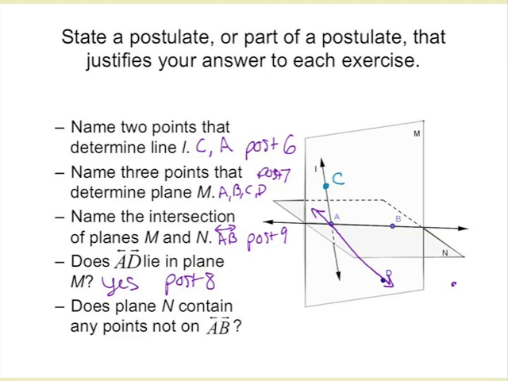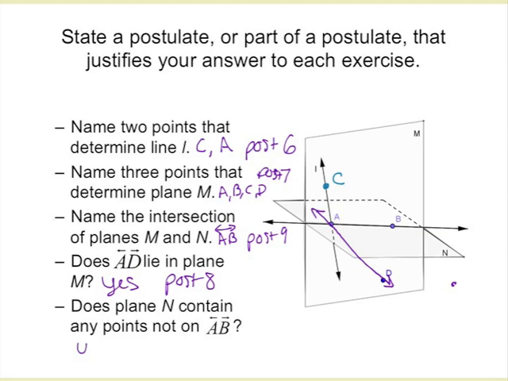And then 9, does plane N contain any points that are not on line AB? So in our picture, C and B are in M, they're not in N. A and B are in both. Is there anything else in plane N? No.